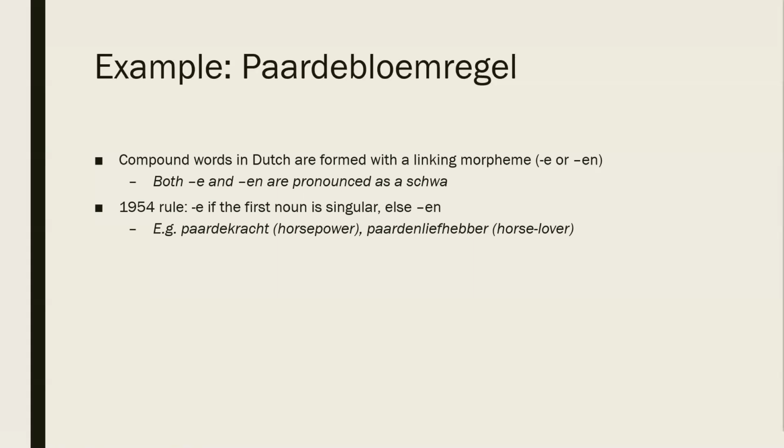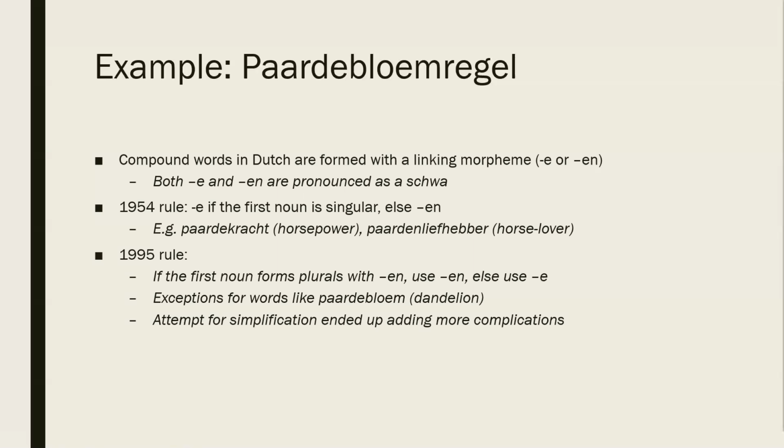But this kind of rule is actually complicated to use in practice. It's hard to think about whether the first noun should be singular or plural. Because of that, there was a proposed reform to this rule in 1995, which said that if the first noun forms its plural with an EN, then use EN. In all other cases, use E. This attempted to make the spelling more simplified and more standardized.